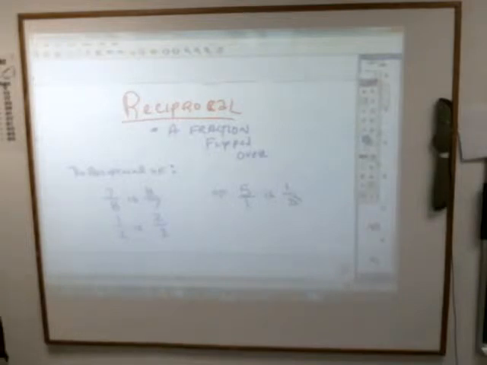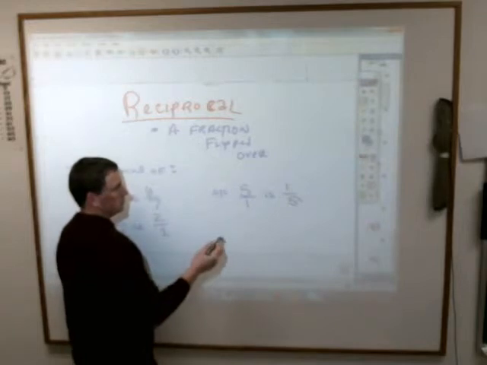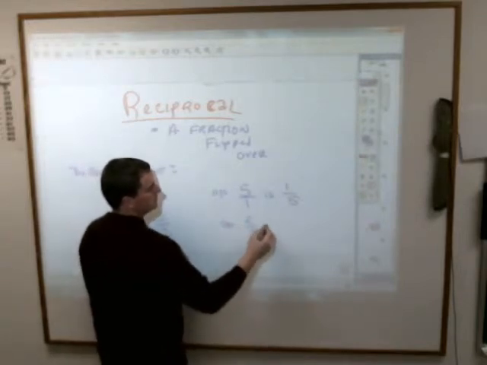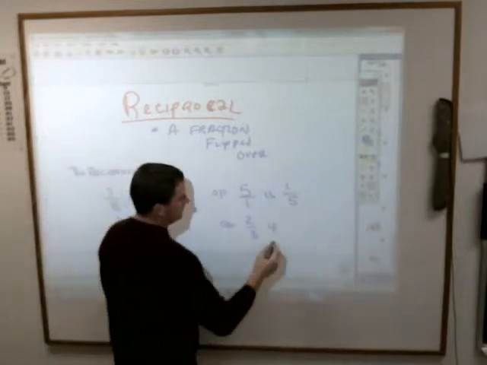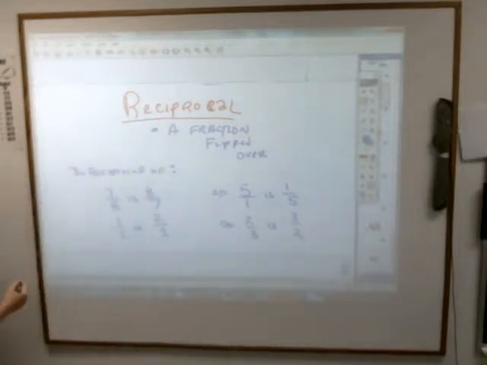Do you understand it? The reciprocal of 2/3 would be what, Logan? 3/2, right? 3/2. That is it in a nutshell.